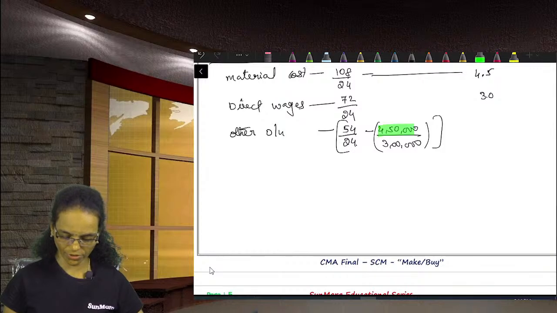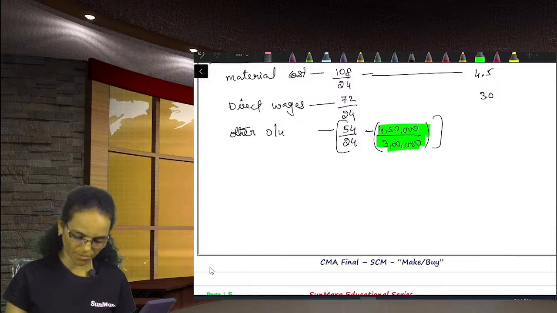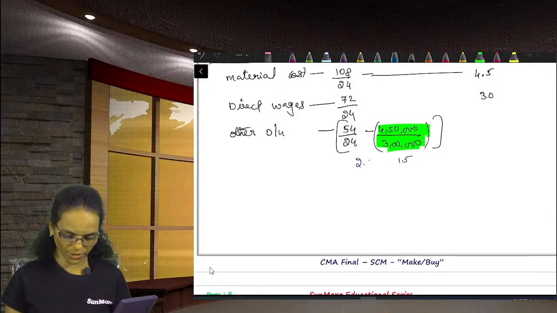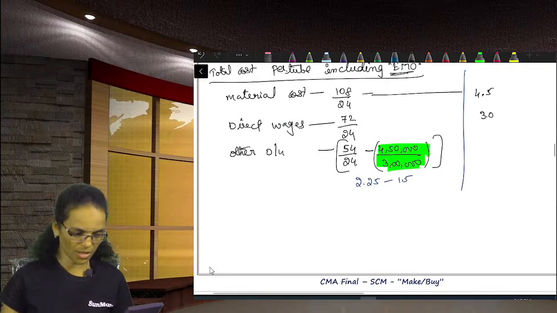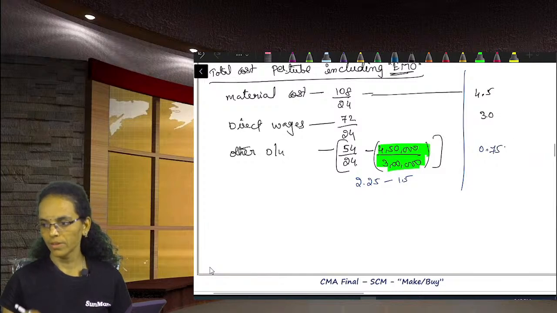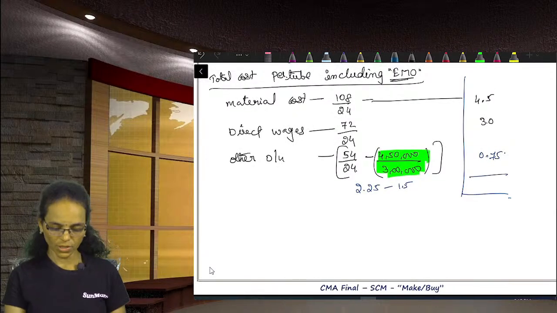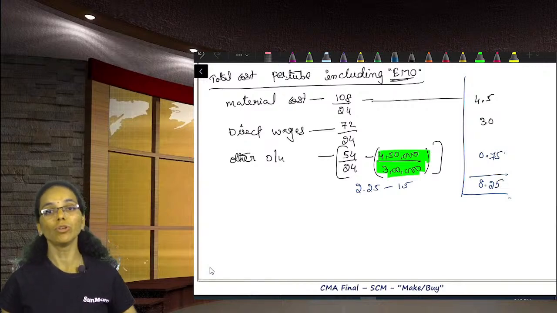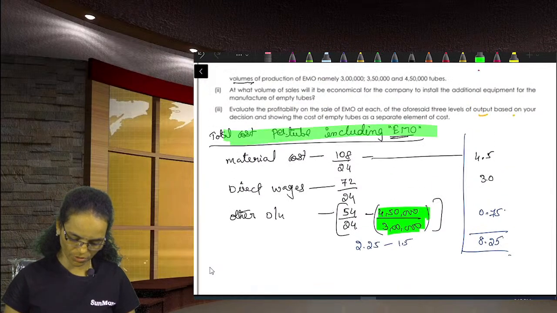This is one trick you need to remember. 4,50,000 divided by 3 lakhs is nothing but 1.5 here. 54 divided by 24, I got 2.25 here, minus 1.5 is nothing but 0.75. 0.75 is the variable cost I got. So I can say 4.5 plus 3 plus 0.75 is 8.25. 8.25 is the variable cost including component and tube. This is the cost we have seen, no issues.